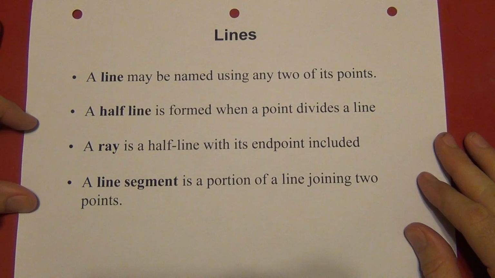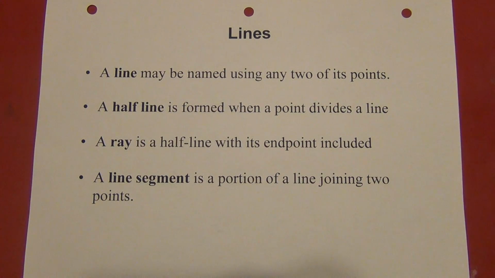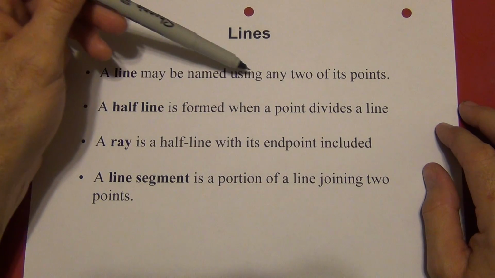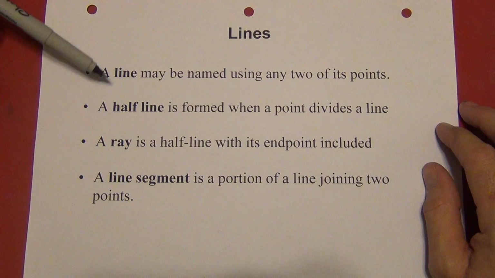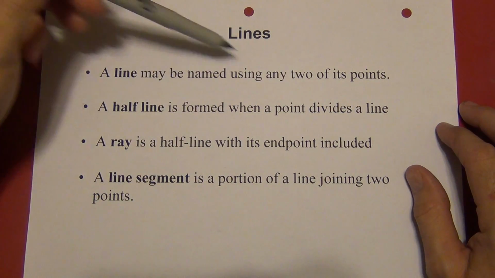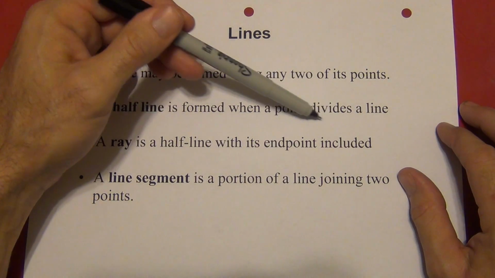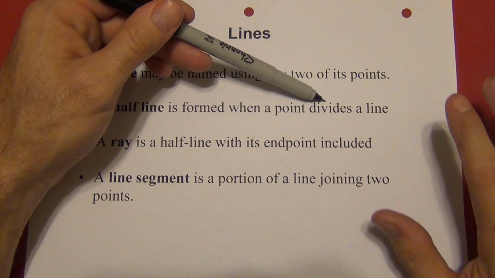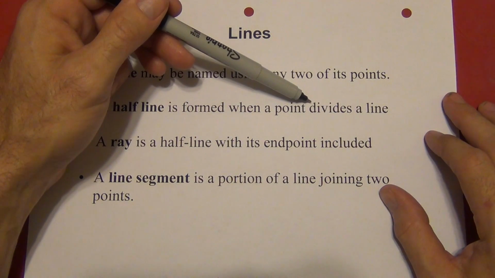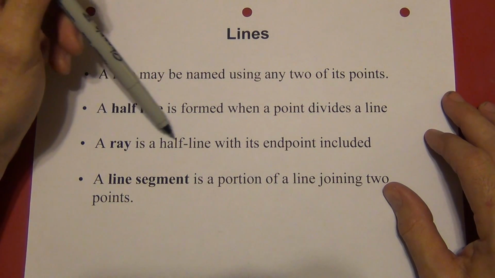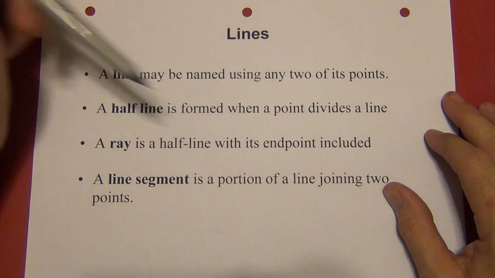Again, just some more definitions as we become more and more acquainted with their properties and trying to do something with it. So a line may be named using any 2 of its points. A half line is formed when a point divides a line, and not in half, okay? You may interpret this to mean in half, but it just divides it into 2 pieces. One end that doesn't extend on forever, and the other that does. All right? A ray is a half line with its endpoint included.